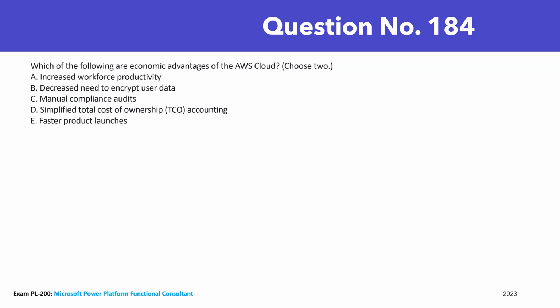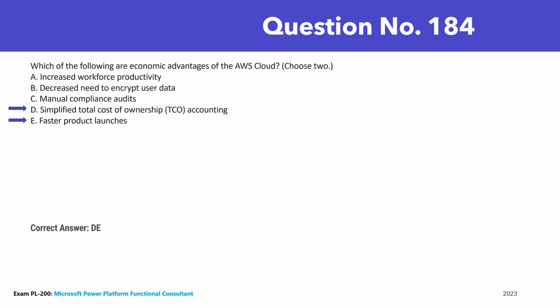Which of the following are economic advantages of the AWS Cloud? Choose 2. A. Increased workforce productivity. B. Decreased need to encrypt user data. C. Manual compliance audits. D. Simplified total cost of ownership, TCO, accounting. E. Faster product launches. Correct answer, D, E.